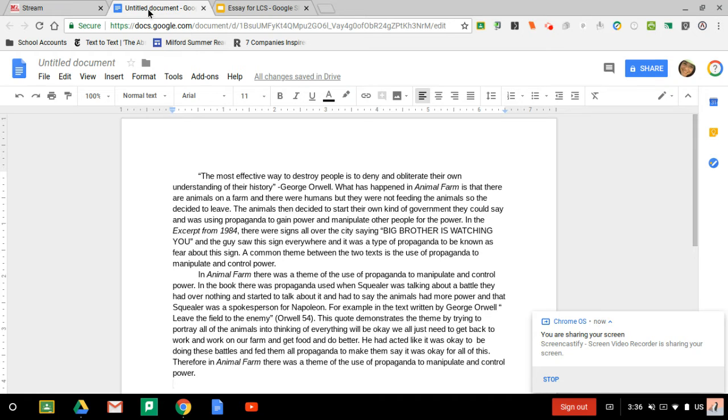So the first thing I'm going to do is read this essay out loud. It says, "The most effective way to destroy people is to deny and obliterate their own understanding of history," and we have a dash, George Orwell. "What has happened in Animal Farm is that there are animals on a farm and that there were humans, but they were not feeding the animals, so they decided to leave." So automatically I'm catching the mistake that this should say "they" instead of "the," and that this sentence is a big old run-on, okay?